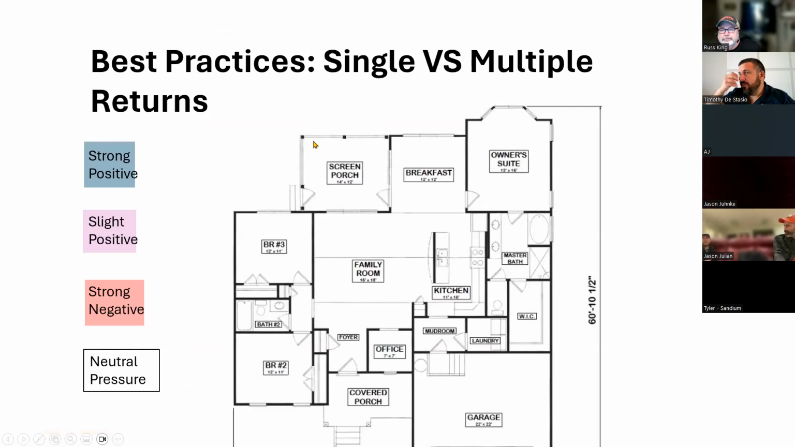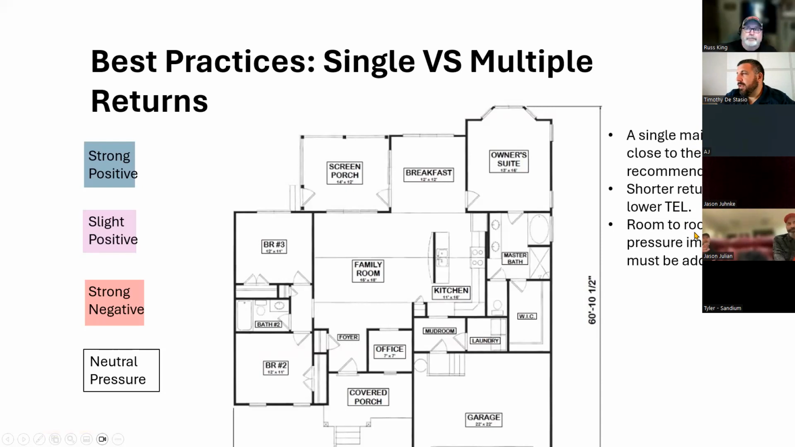Let's talk about single versus multiple returns. A single main return close to the air handler is recommended. That means that we have a shorter return, lower total effective length. Room to room pressure imbalances have to be addressed because we don't have a return in every room.